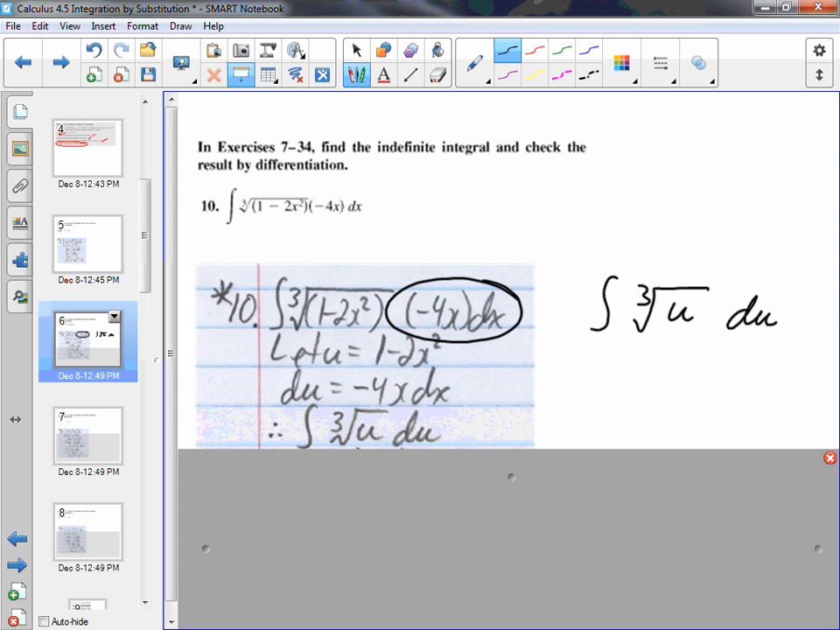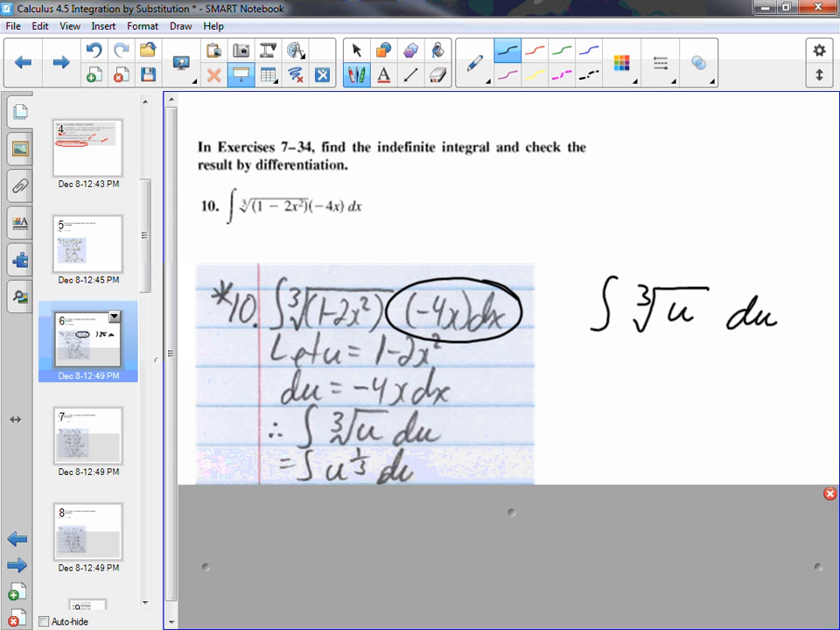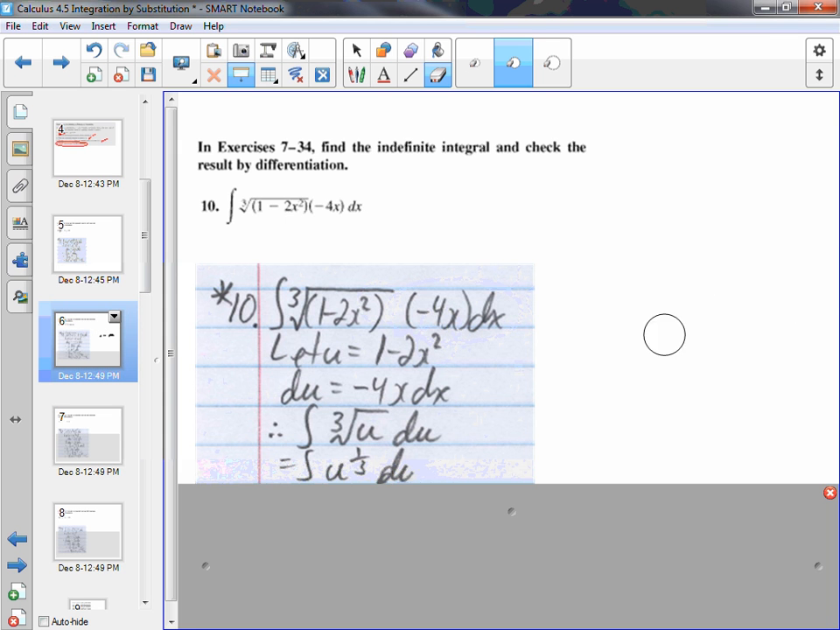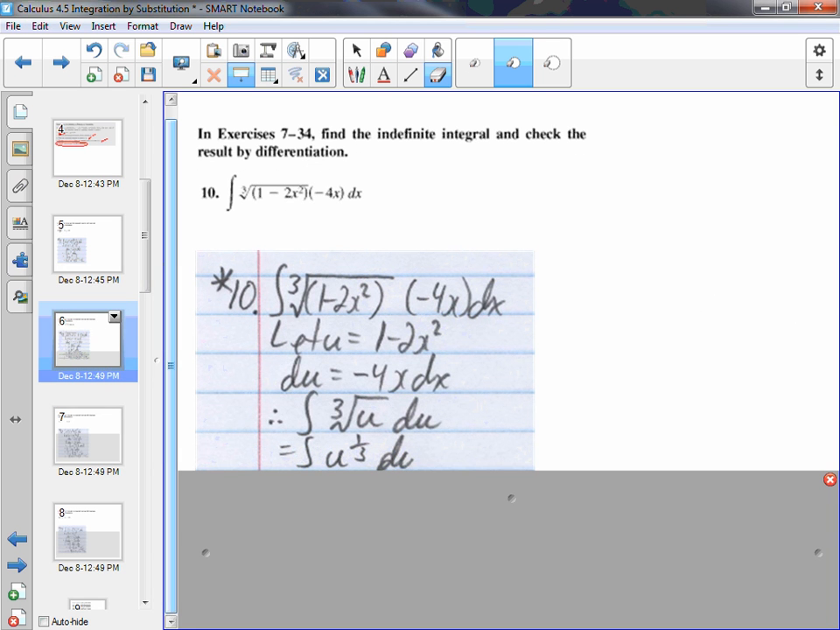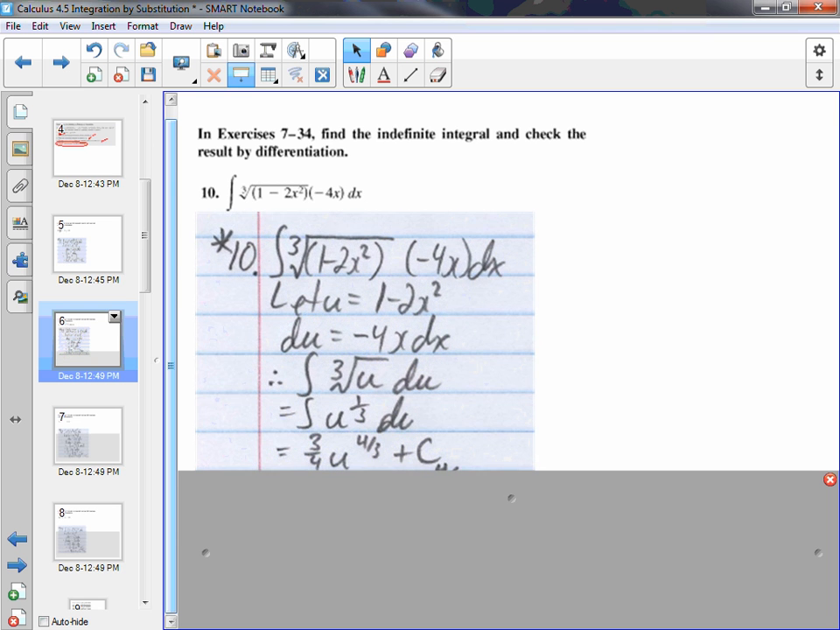Okay. Makes sense? And now, either literally rewrite it or at least think of that as a u to the 1/3. And we can take the antiderivative of that. Use your general power rule. So we add 1 to the exponent, so the new exponent's 4/3. We divide our coefficient by 4/3, which means we multiply it by 3/4, plus c.